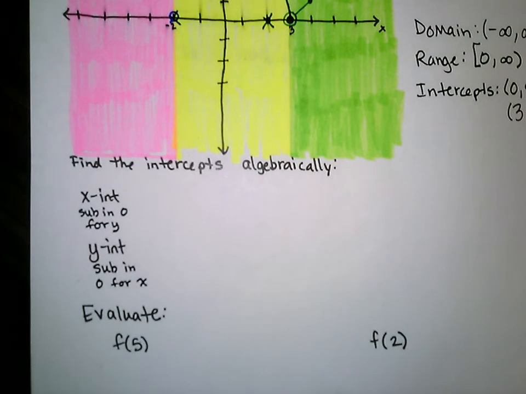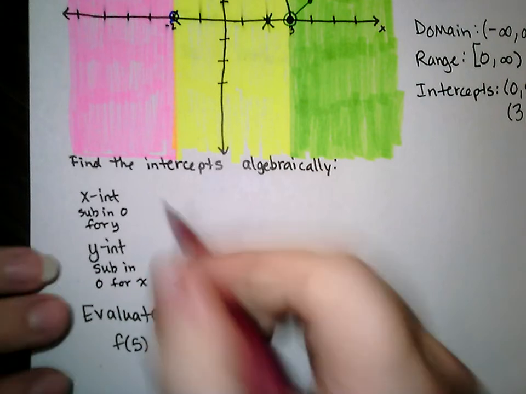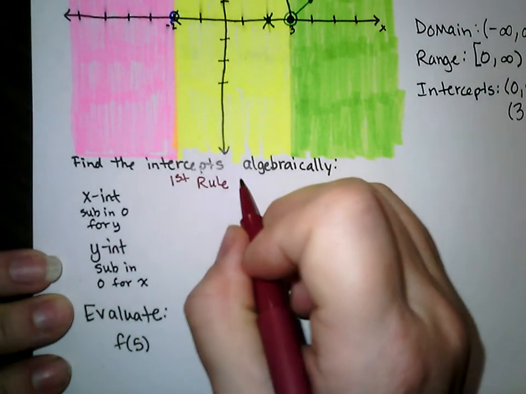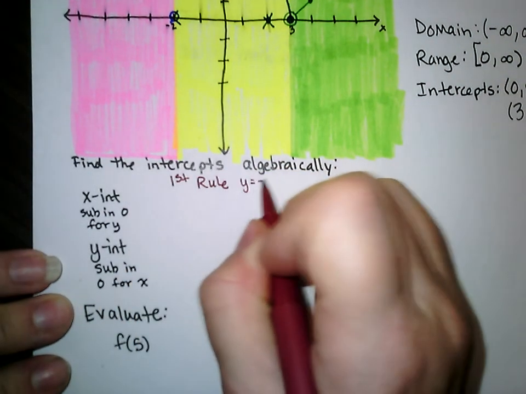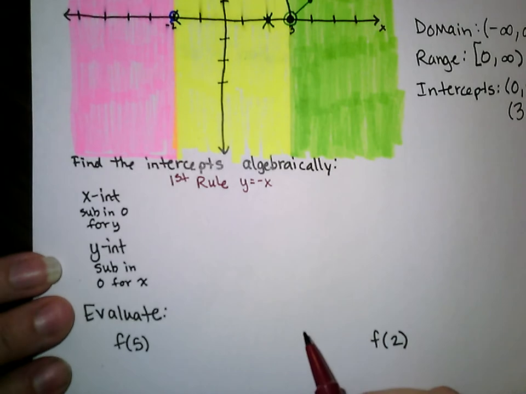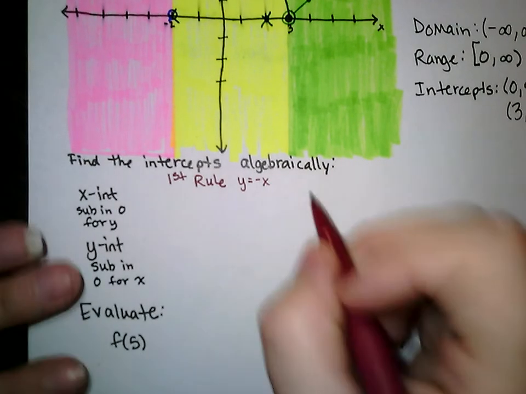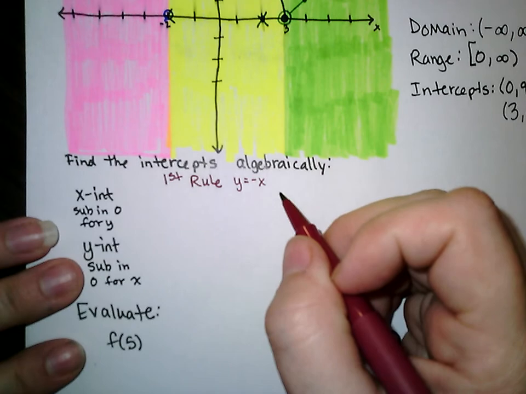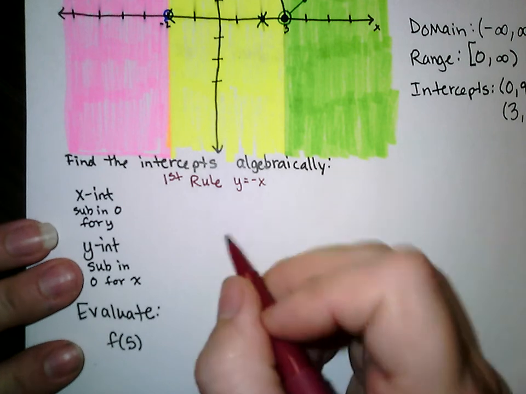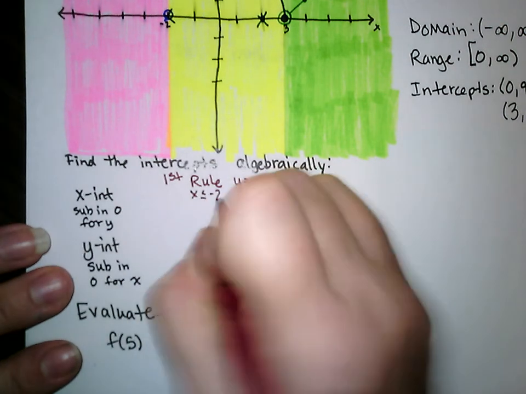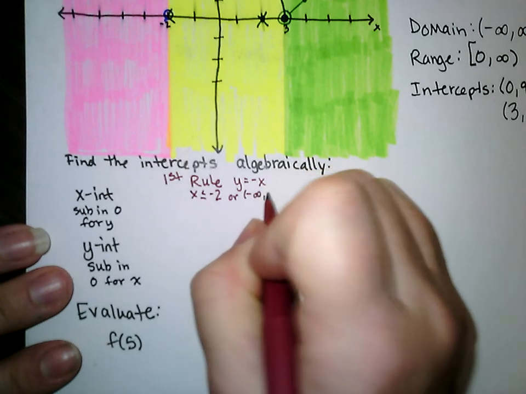Okay. We would have to look at each of the different rules. So we'll start with our rule number 1. Our first rule was y equals -x. And remember that was on the interval for x less than or equal to -2, or negative infinity to -2.